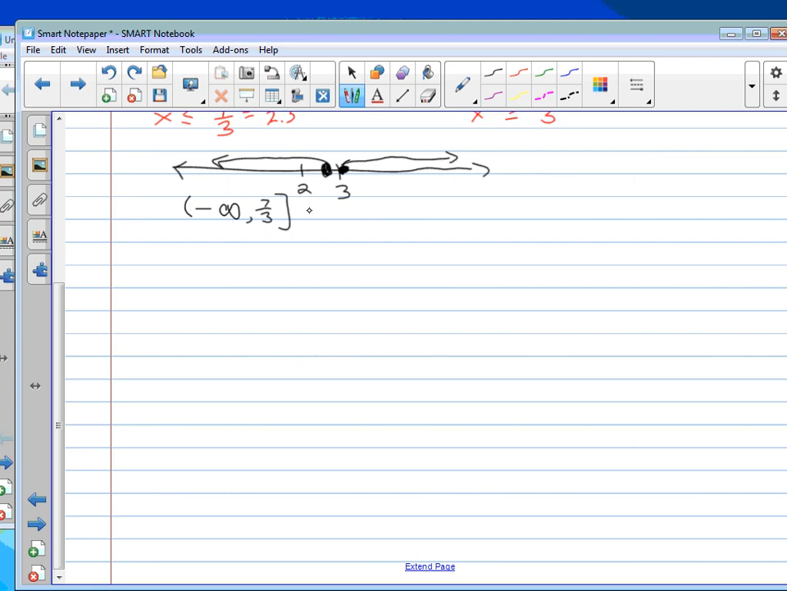Then I got a little U, and then where does this next one start? 3. 3 off to infinity. Infinity, open or closed? Open. Infinity is open. There you go. Que fácil.